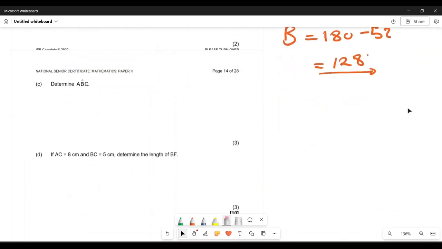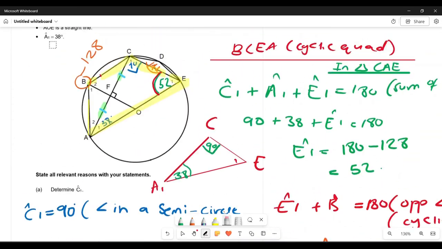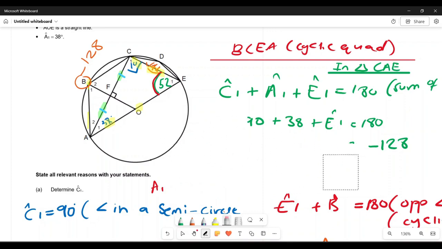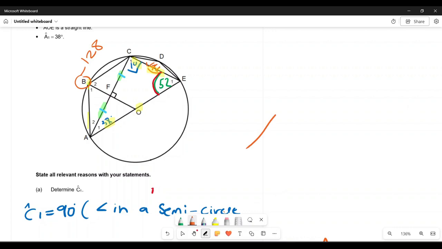So now they're giving us length. If AC is 8 centimeters, let me go and write that there. Let me first try and remove these highlighted lines. Now, let me try and separate the triangle they're talking about, or basically those lines that I'm given the length of.